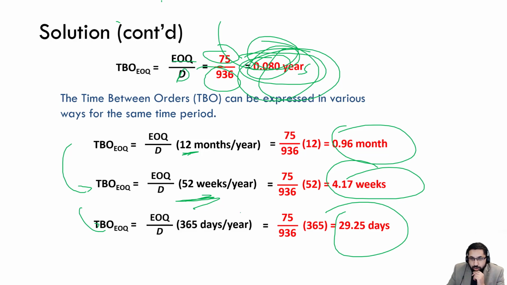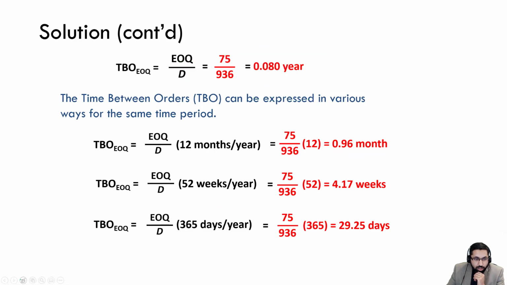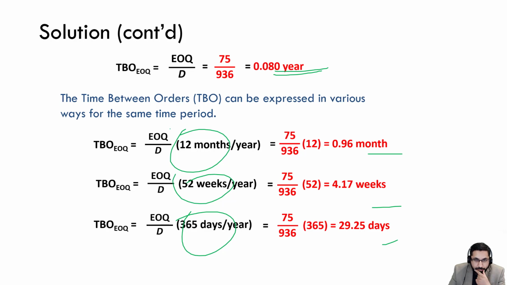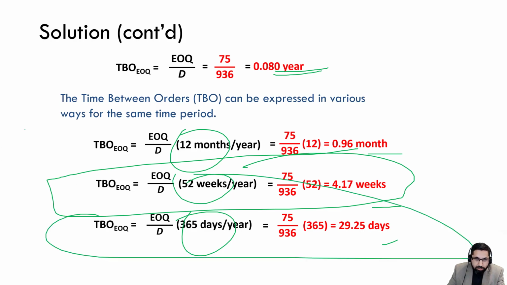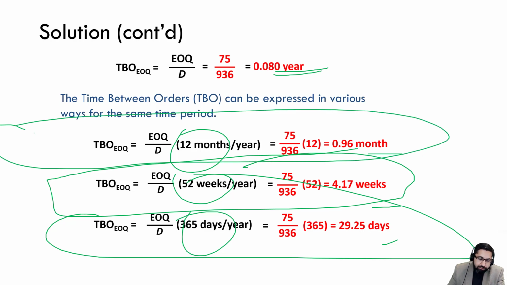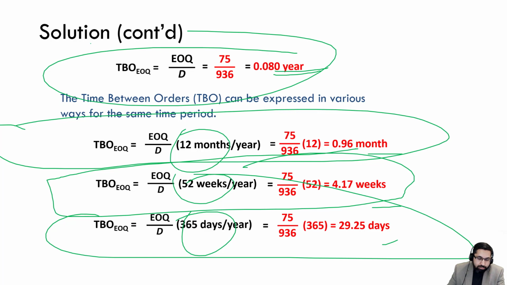So you can convert the EOQ over D. Remember that always gives you the answer in years, and then you can convert this into months or weeks or days by multiplying by 12 or 52 or 365 or whatever units of time you want the time between orders in. So the question might ask you, what is the time between orders in weeks? Then you'll use this. If it asks you what is the time between orders in days, you'll use this. If it asks you in months, you'll use this. And if the question asks you in years, you'll just use this.